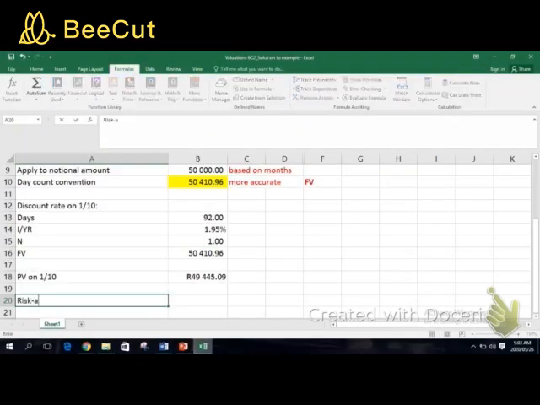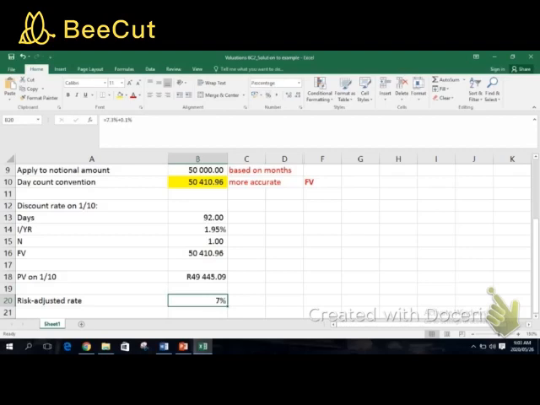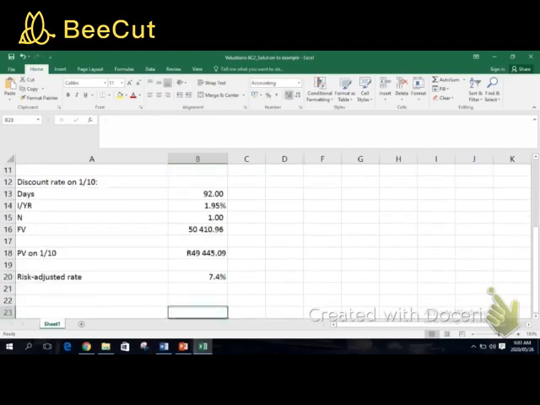And so what do I do next? I now get my risk-adjusted rate. To get the risk-adjusted rate, we take the 7.3%, we add on the credit support of 10 basis points or 0.1%, and we get a rate of 7.4% here. Now this is the discount rate at which I discount that PV from 1 October, the cash settled amount, to a fair value on 31 July, being the financial year end.